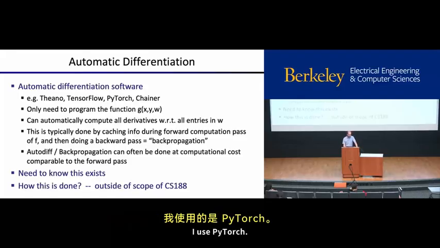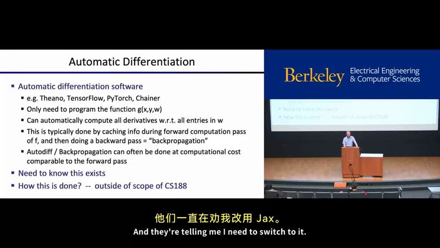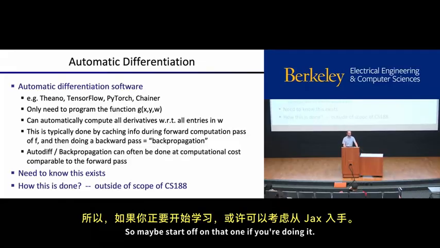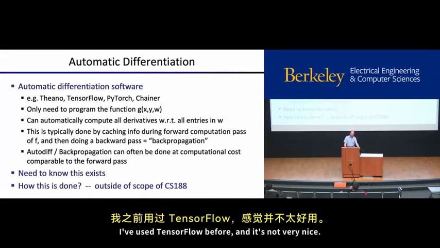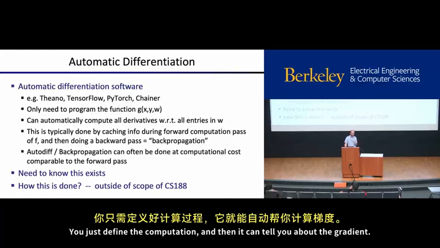I use PyTorch. Other people in my lab use JAX, and they're telling me I need to switch to it. So maybe start off on that one if you're doing it. I've used TensorFlow before, and it's not very nice. The people who write these libraries make it pretty intuitive. You just define the computation, and then it can tell you about the gradient.